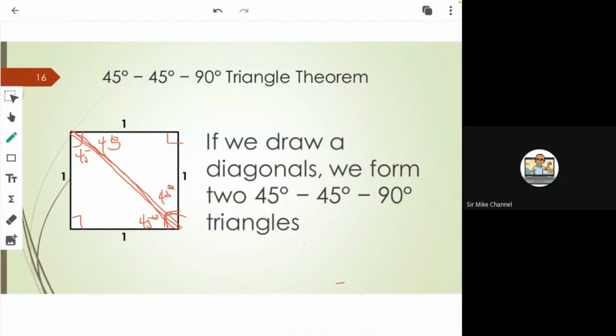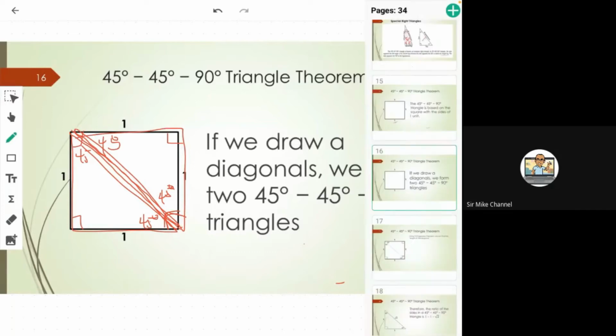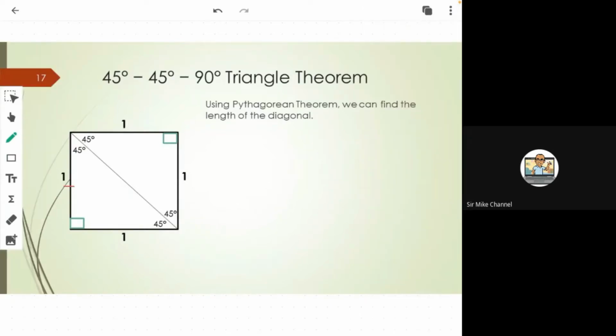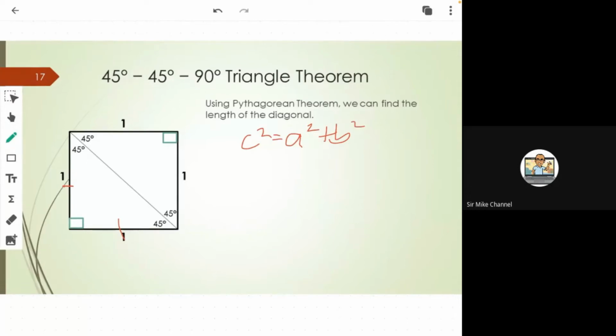So, we form 2 triangles, itong part na yan, tsaka ito. So, 90 degrees and 45 and 45. Okay, so ito yung part na 45, isosceles right triangle. So using the Pythagorean theorem, we can find the length of the diagonal. So ano ba yung Pythagorean theorem natin? Ito yung pinaka-formula natin, c squared equals a squared plus b squared. So let's say the diagonal, ito yung side c.